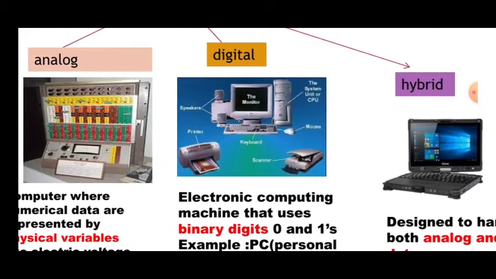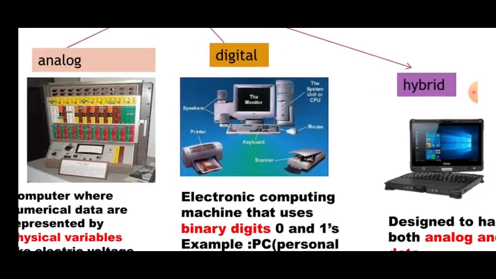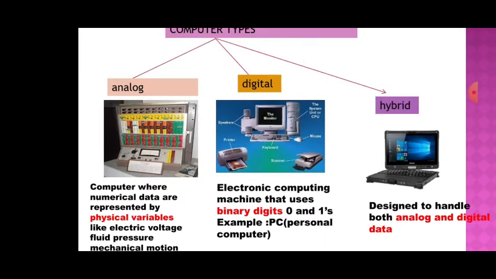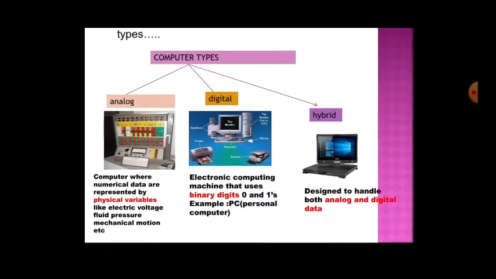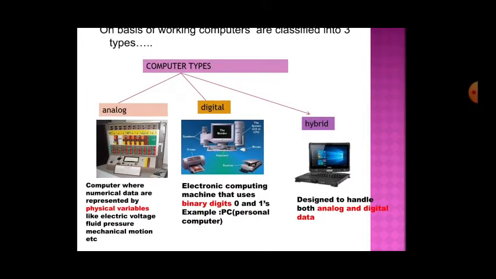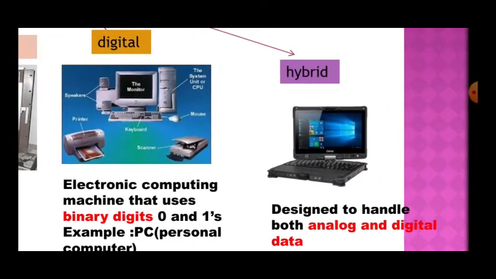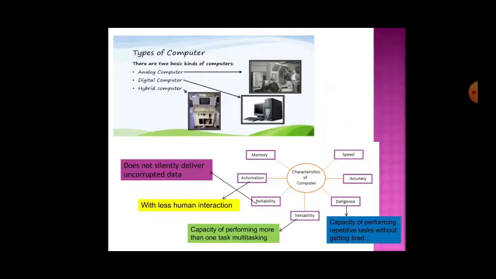Next is the digital computer, your PCs, laptops, whatever it is. It is an electronic computing machine that uses binary digits. All the machines which use binary digits come under digital computers. That is your zeros and ones, which are nothing but the machine language. Next is a hybrid computer, designed to handle both analog as well as digital. So it has the electric voltage or fluid pressure as well as the binary digits, zeros and ones. This is your hybrid computer.